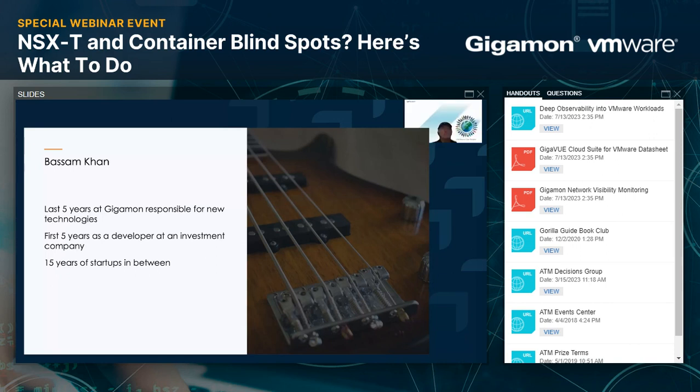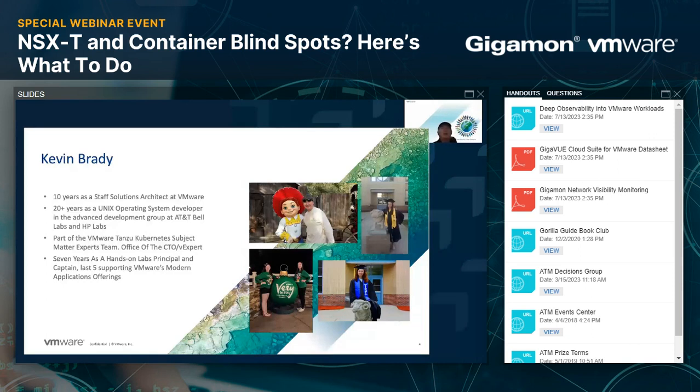Kevin, all you. Well, thanks so much for that great introduction, Bassam. My name is Kevin Brady. I'm a staff solutions architect here at VMware, and I've been with VMware for 10 wonderful years now. Prior to my career at VMware, and unlike most VMware people, my background is in development. So anybody who remembers something called Unix, which is what predated Linux, that came out of AT&T Bell Labs, and I was part of that development group. So my background is very much focused on development and operating system development.